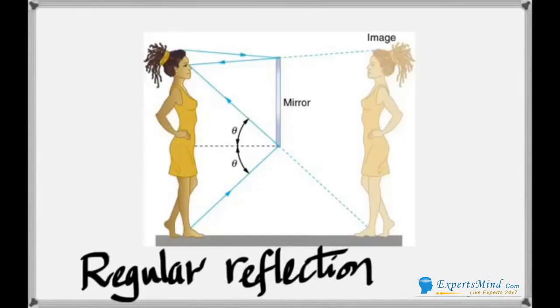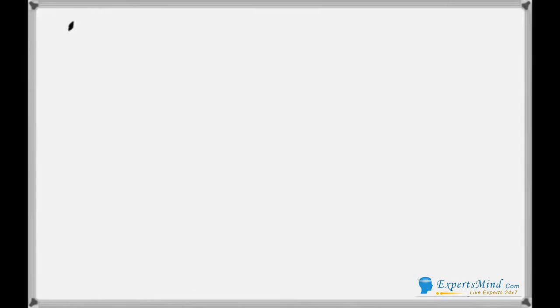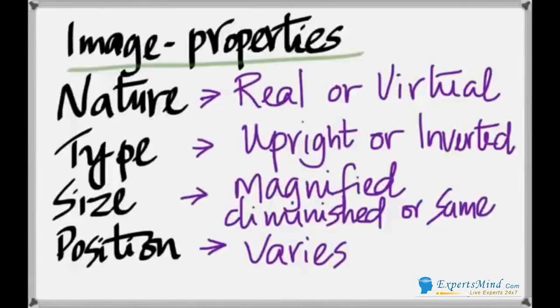Okay, it's not less important because it's simple. That's how some people take it: oh, it's a simple formula, it's less important. No. DO is equal to negative DI. What does the negative show? It is formed as much behind as the object is in front.